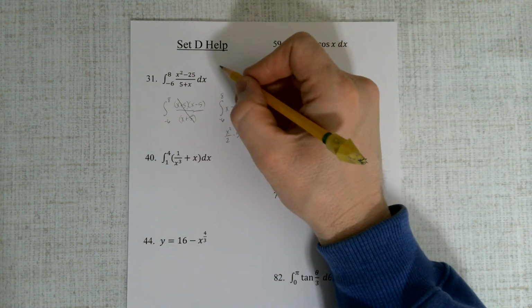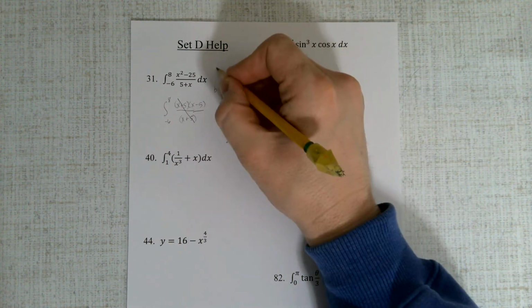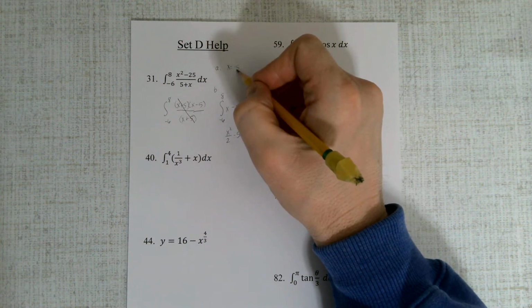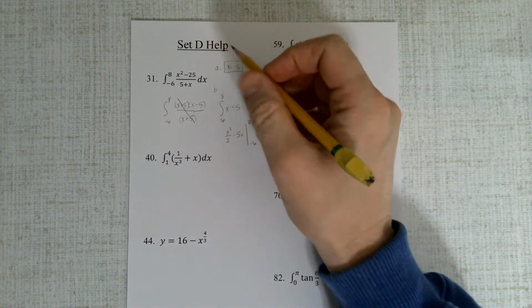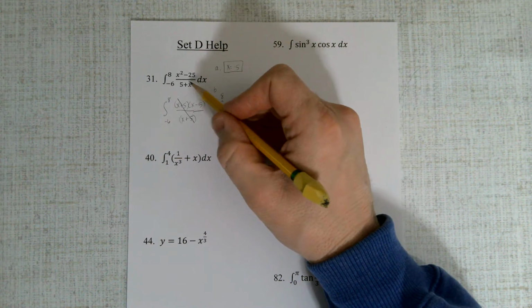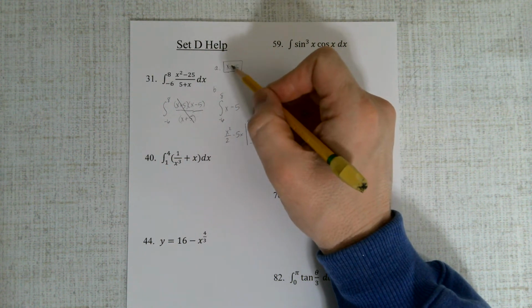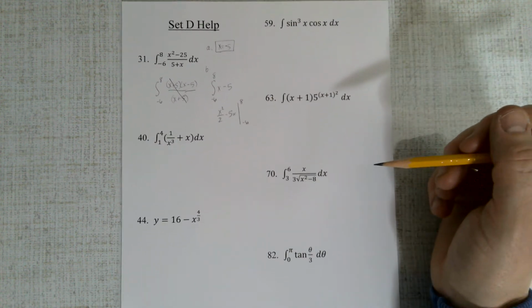It does ask you first, I think this is part B, and then part A says what values are not part of the domain. Well, x is equal to negative 5, and we'll talk more about this later, but x can't be negative 5 because that zeroes out the denominator. So this is a restriction on the domain, but you can still go ahead and take the integral here.